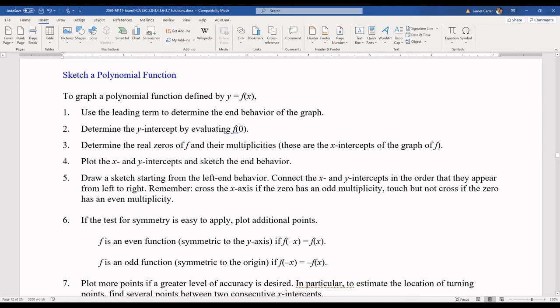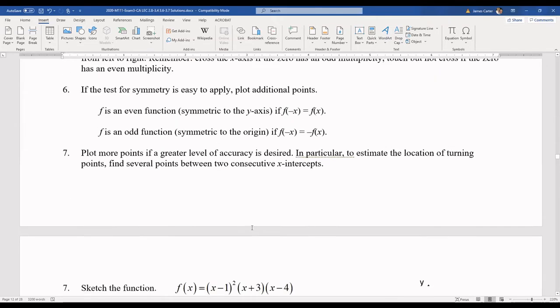Then you find the y-intercept, find any real zeros, plot the x and y intercepts. It may or may not, depending on if it's a quadratic, find the vertex, and then start the beginning and ending directions, and then fill in the middle. If you have to use XY tables, you can.